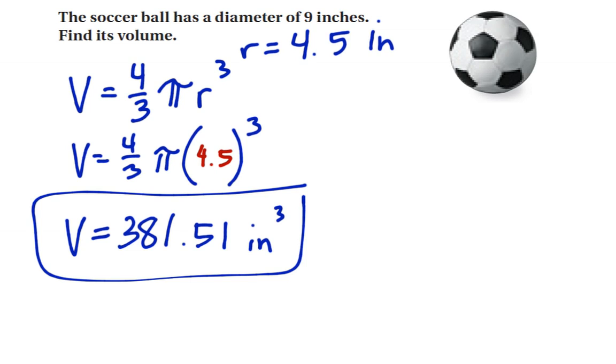You should try this calculation with your calculator just to make sure that you get the same answer and that you know how to raise things to the third power. So just the 4.5 is being raised to the third power, not pi, not the 4/3. I used the 3.14 approximation of pi to get this answer.